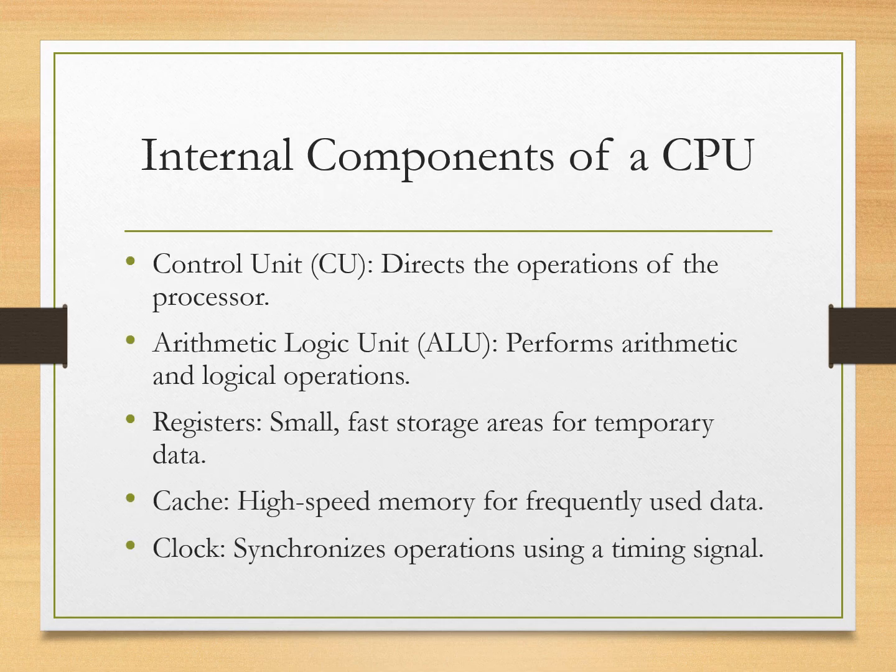I'd like to explain the internal components of the CPU, which is the central processing unit, the brain of the computer. First, we have the control unit or CU. This part directs the entire operation of the processor. It doesn't process data itself, but it tells other parts what to do and when to do it. Think of it like a traffic controller of the CPU.